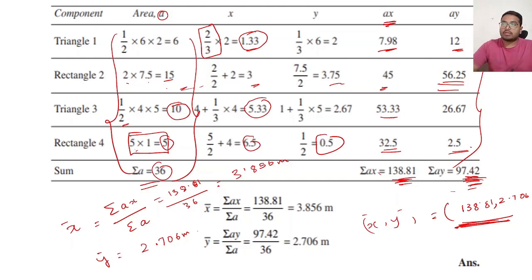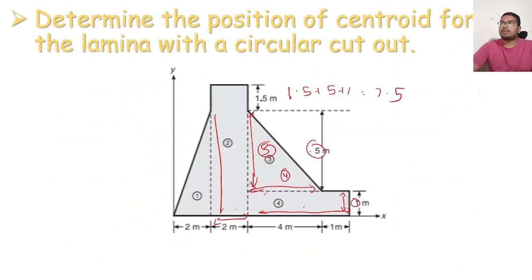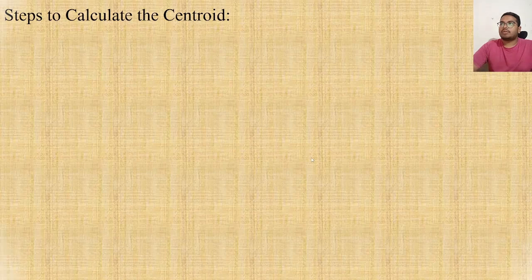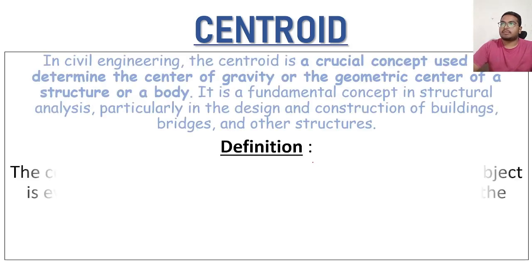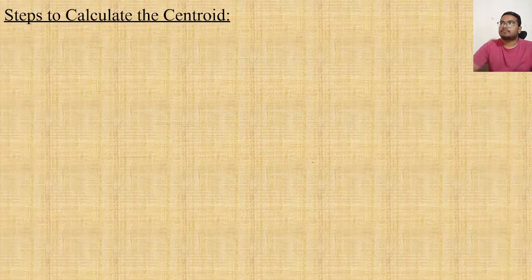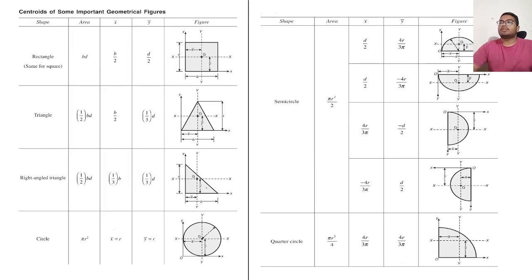I hope you understood all of this, and once again to give you the formulas, just a minute. So here you go. These are the formulas that we've used in the calculation of the centroidal distance from the x-axis or the y-axis, that is x bar and y bar. Use all these to calculate your centroid.